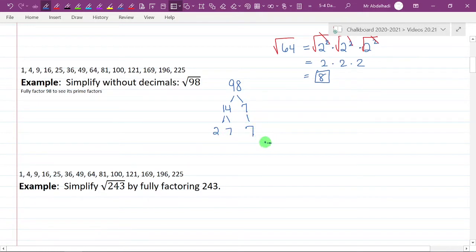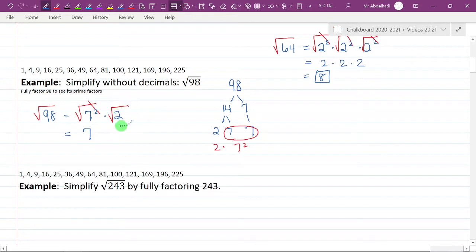Do we have any perfect squares in here? Yeah, we do. We have 7 times 7. That's 7 squared. So what does that mean? It means that 98 equals 7 squared times 2. You got 7 squared and you got 2. So the square root of 98 is the square root of 7 squared times the square root of 2. Now take the square root of the perfect square, you get 7.